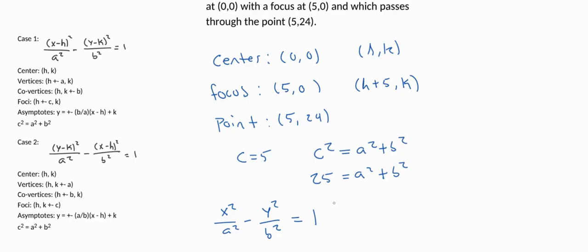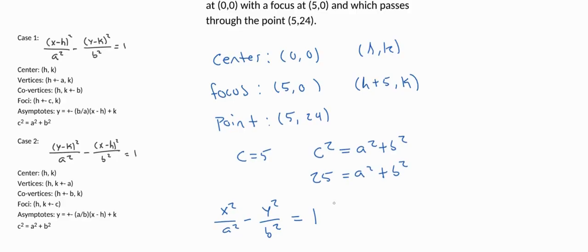Okay, so let's see here. We also know that we have the point (5, 24). So we can plug that point into this equation where we have x and y. With the point (5, 24), we would have 25 over a squared minus, and then 24 squared is 576 over b squared, equals 1.